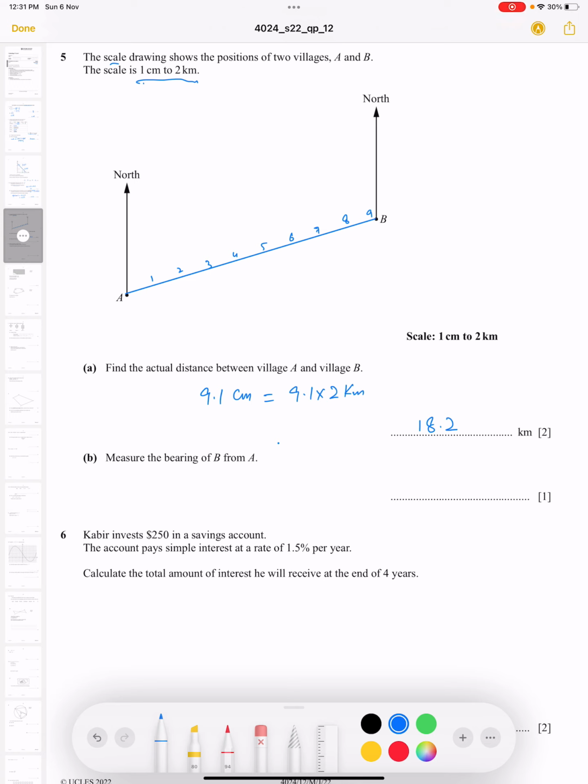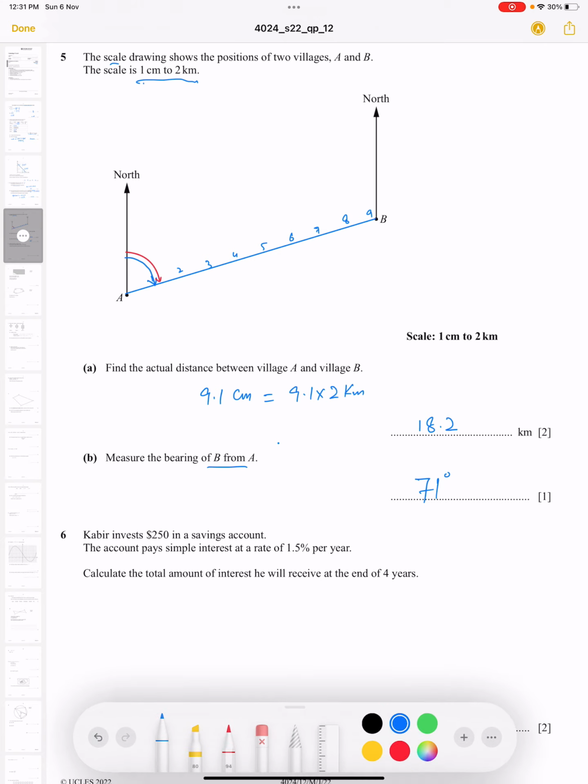Next part, measure the bearing of B from A. Bearing of B from A, so there is already north at A, and we know that bearing is an angle in the clockwise direction, which starts from north. So this will be the angle which we have to measure, the bearing of B from A. So again we will use a protractor to measure this angle. Let me mark again. You have to measure this angle by using the protractor. So it comes out around 71 degrees. Let me use blue for it. 71 degrees. Fine.